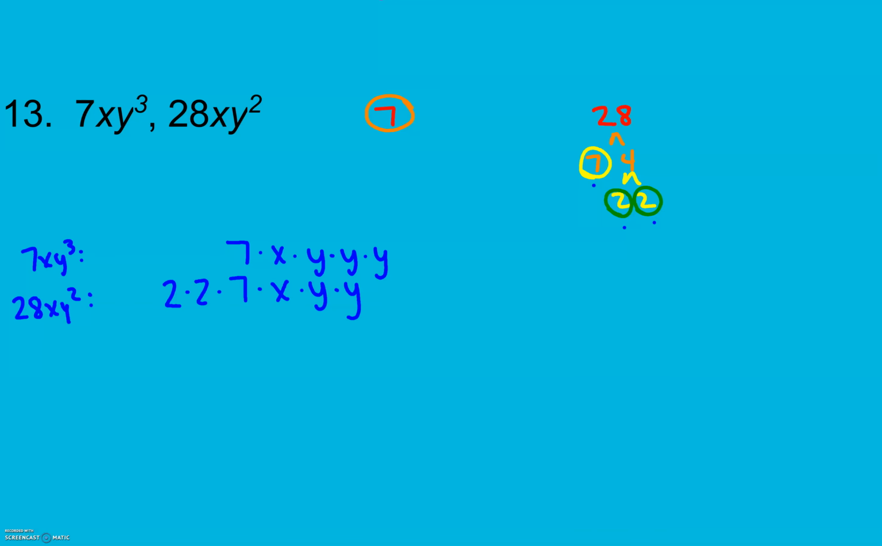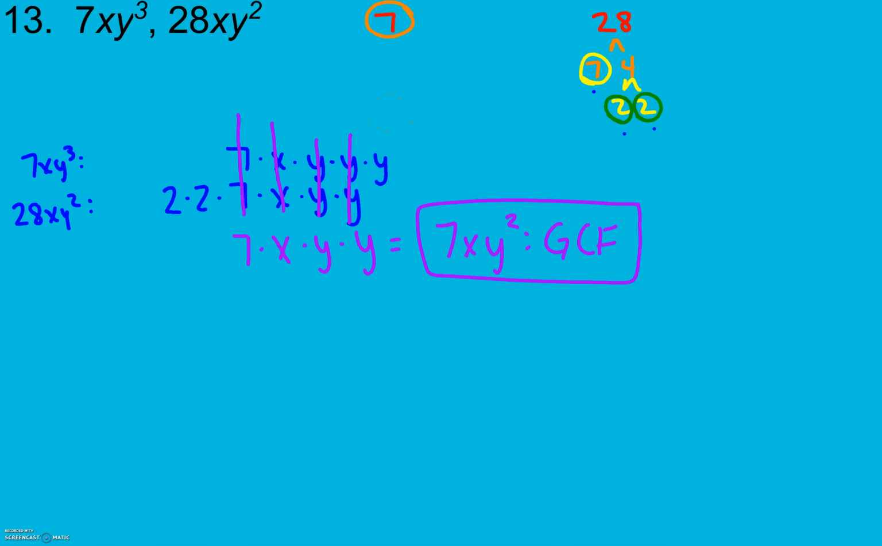Now to find my greatest common factor, I compare them. Any full column means that factor is common. So there's a common 7, there's a common x, there's a common y, and there's another common y. So 7x, y times y is y squared, is my greatest common factor. And that's all I have for section 4.2.